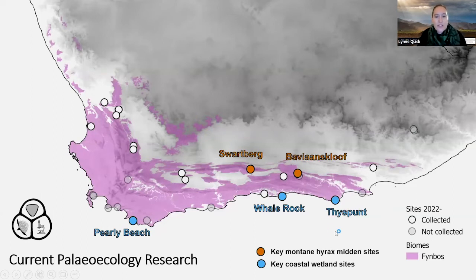We've got a couple of others as well, but those are the key sites that we're looking at right now, that in the next couple of years, hopefully we'll have papers out with multi-proxy analyses of pollen, charcoal, and some other types of analyses that we're working on in our lab.